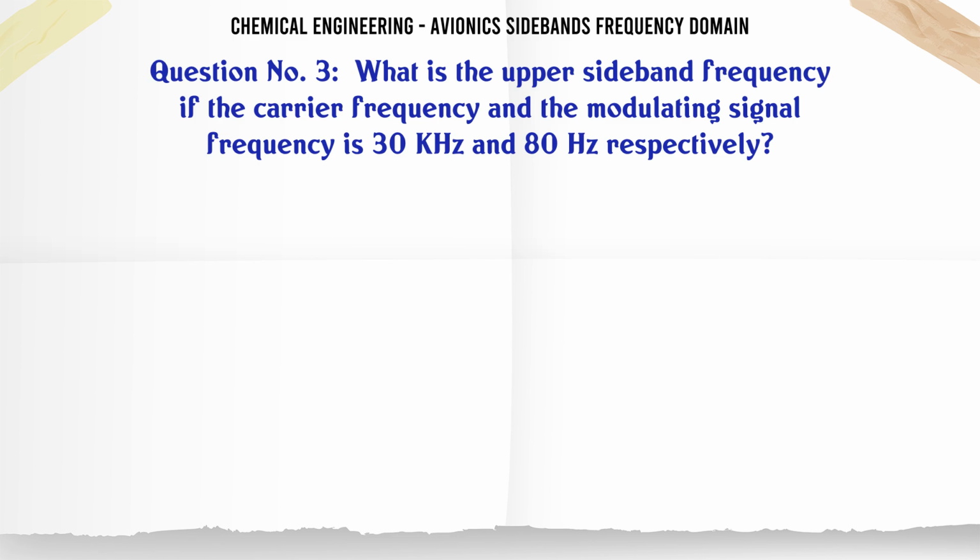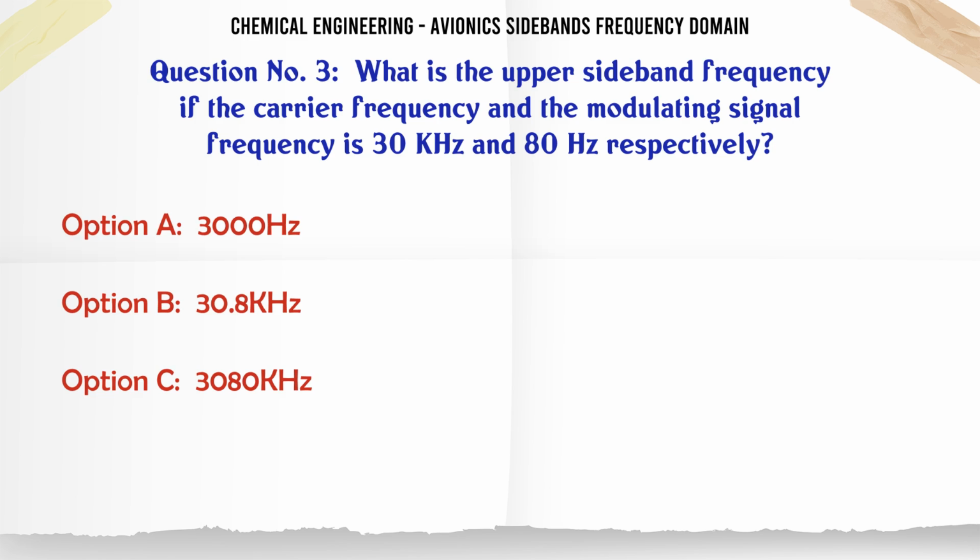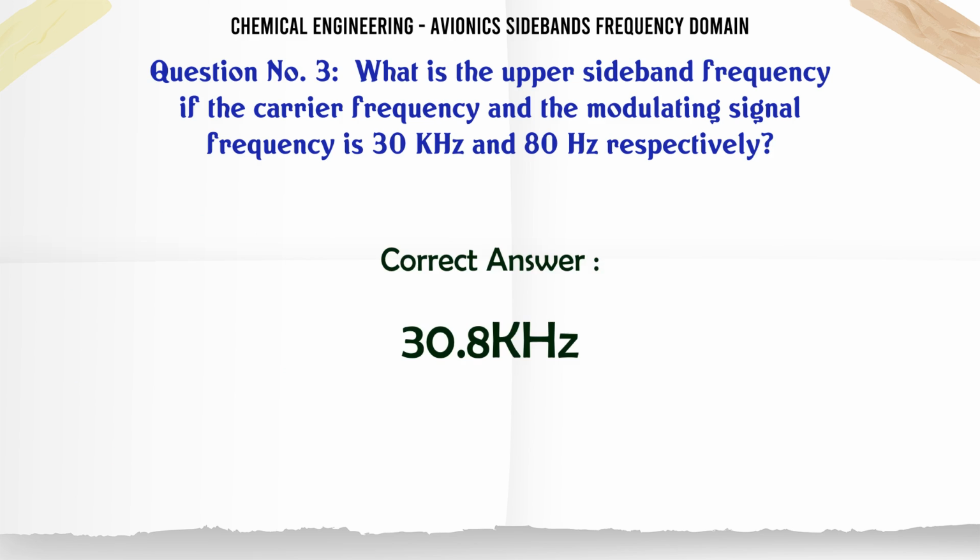What is the upper sideband frequency if the carrier frequency and the modulating signal frequency are 30 kHz and 80 Hz respectively? A: 3000 Hz, B: 30.8 kHz, C: 3080 kHz, D: 30.8 Hz. The correct answer is 30.8 kHz.